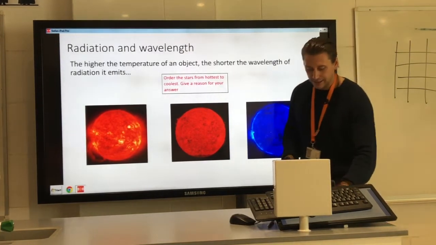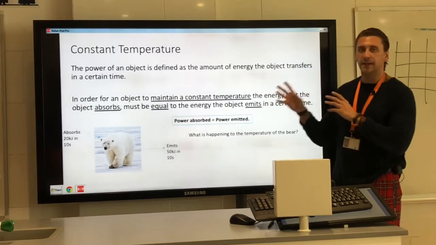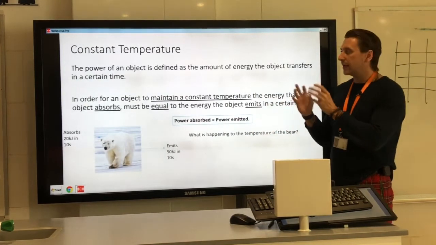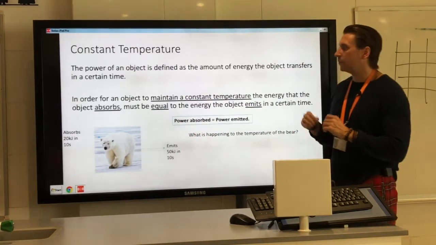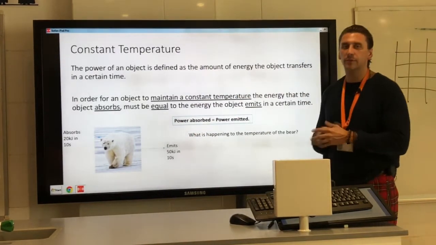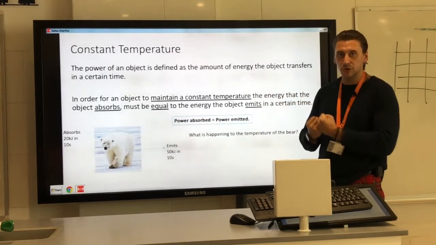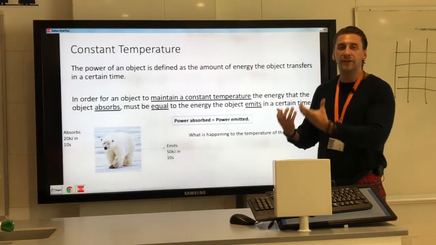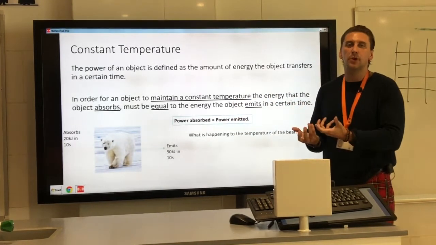All right, the next thing that we're going to look at is objects that emit and absorb radiation. They can emit and absorb different amounts. If we look at the polar bear, for example, what we're saying is the power of an object. Now, the power is essentially just the amount of energy that this object absorbs per second, or the amount of energy that this object emits per second. So the power is just energy per second.